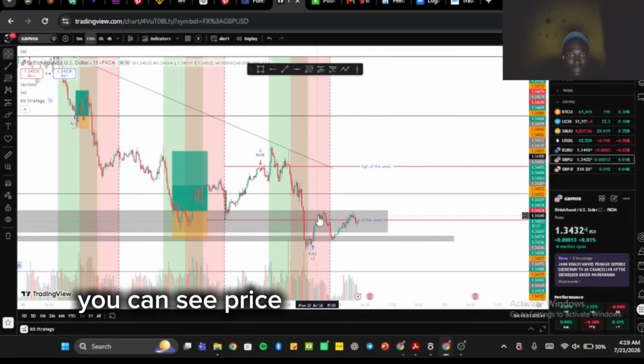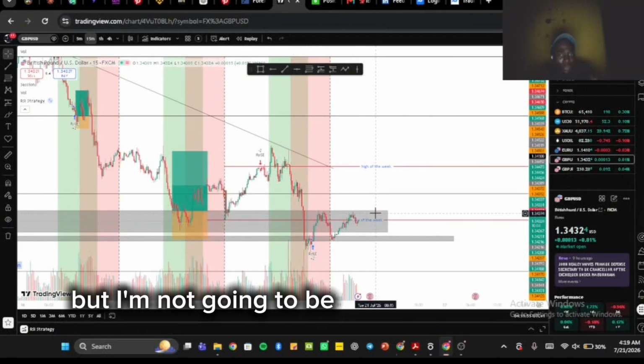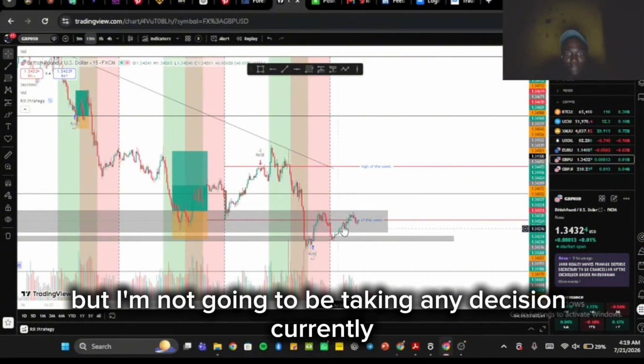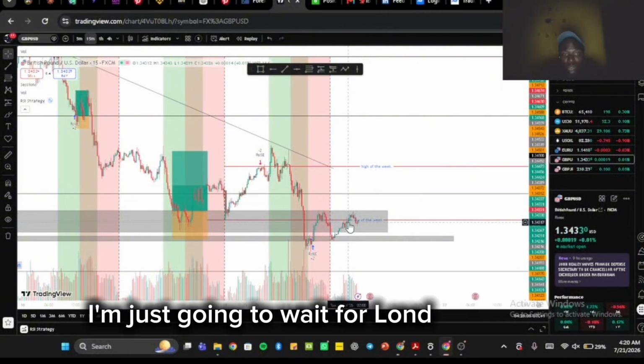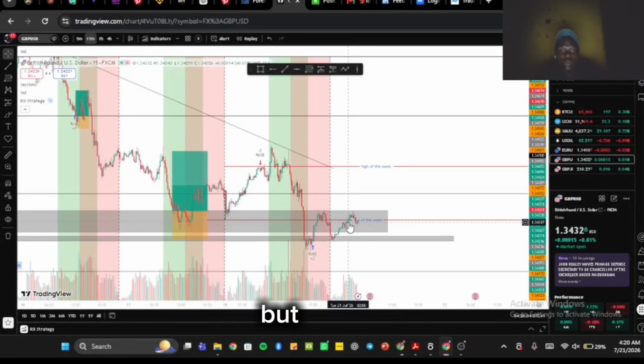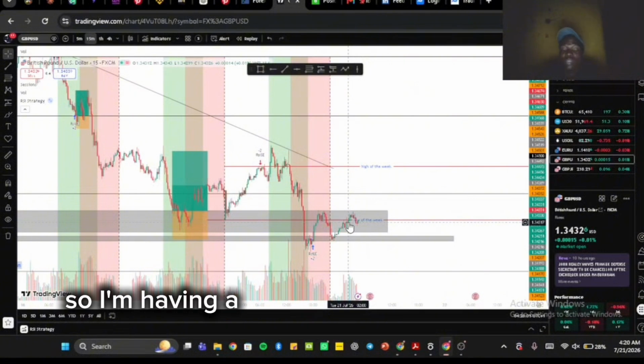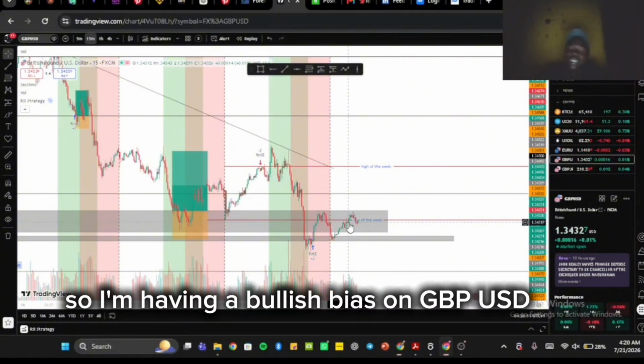You can see price is just respecting this level as well, but I'm not going to be taking any decision currently. I'm just going to wait for London session, come into the charts and make an informed decision. But overall, I'm going to be looking out for more buys this week as well. So I'm having a bullish bias on GBPUSD this week.